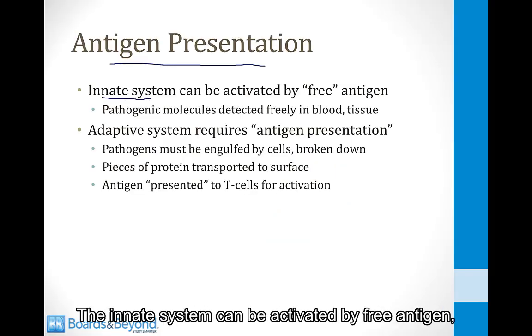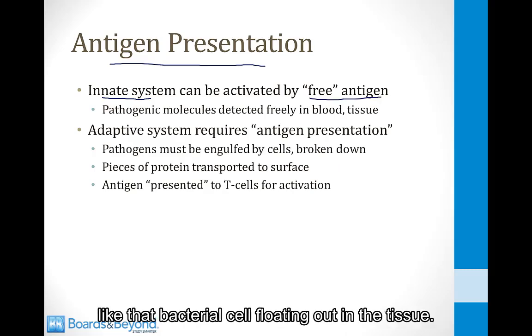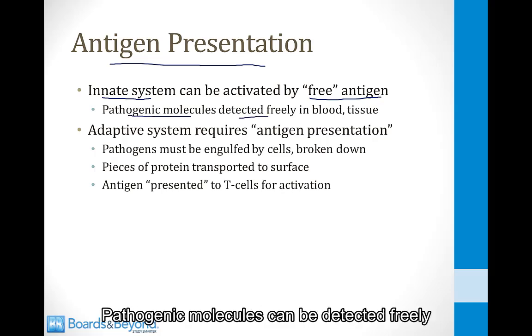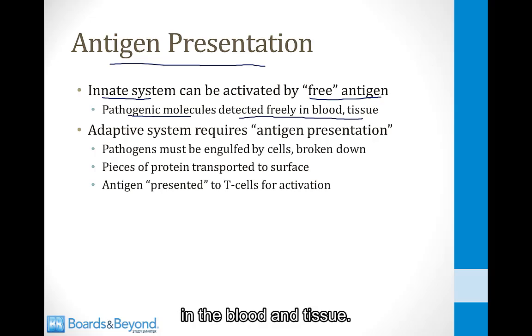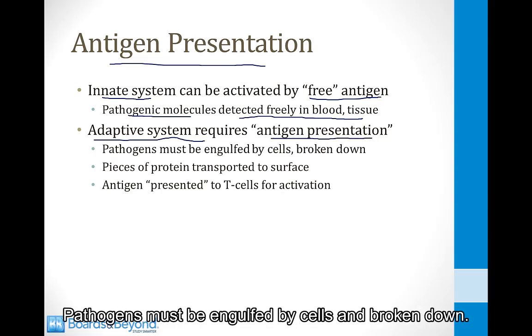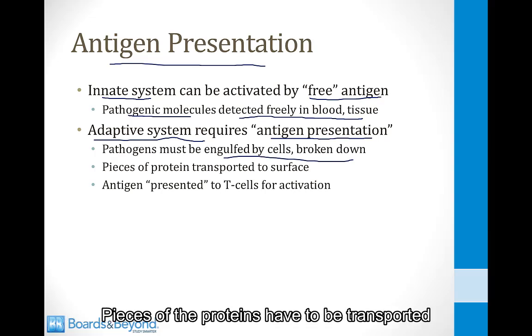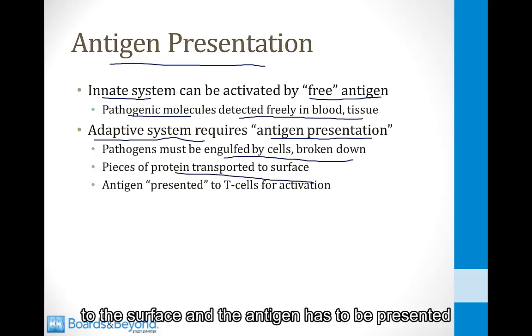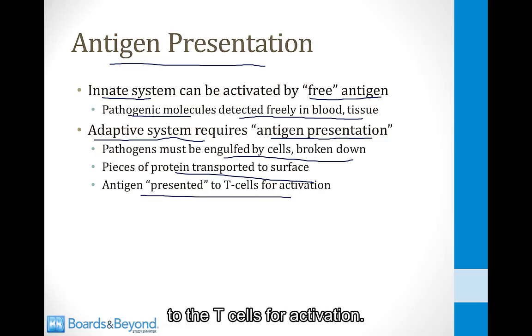The innate system can be activated by free antigen, like that bacterial cell floating out in the tissue. Pathogenic molecules can be detected freely in the blood and tissue. On the other hand, the adaptive immune system, especially the T cells, require antigen presentation. Pathogens must be engulfed by cells and broken down. Pieces of the proteins have to be transported to the surface, and the antigen has to be presented to the T cells for activation.